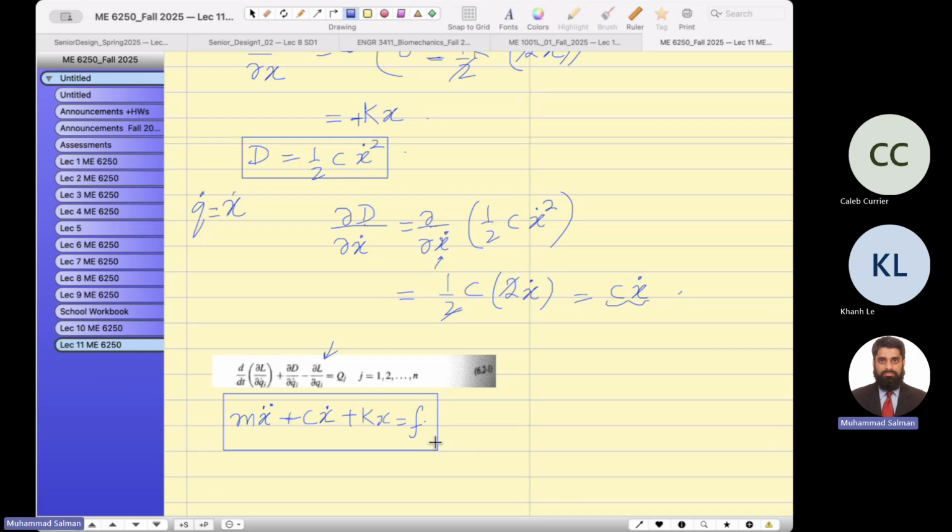Have you understood this method? Please note it down.